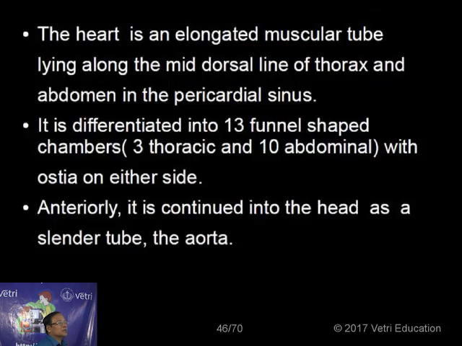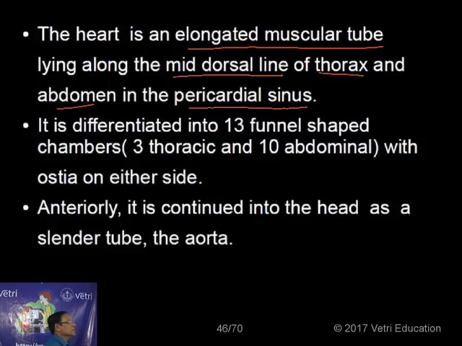Now I mentioned the heart is a 13 chambered body. It's an elongated muscular tube present on the mid dorsal line of the thorax and abdomen, lying in the pericardial sinus. Now it is differentiated into 13 funnel shaped chambers. Out of these 13, 3 are formed in the thoracic region and 10 in the abdominal region. See that one? 3 thoracic chambers and 10 abdominal chambers.